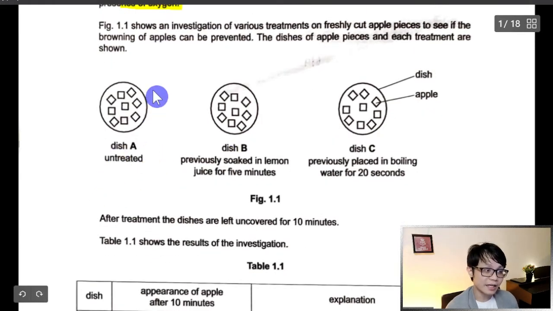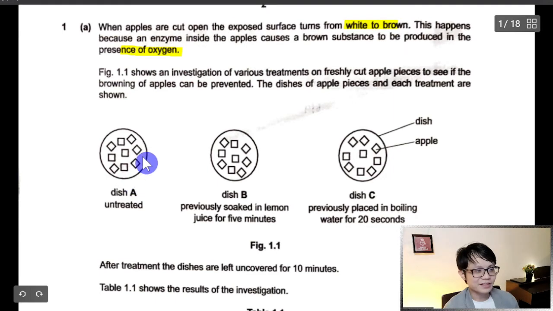So dish A is untreated, and this box actually represents... okay, so he cut the apple and put it in the dish. I thought this whole round thing is an apple. Probably you want to cut it into cubes so that the reaction is faster. You no need to wait half an hour. Maybe just 10, 15, 20 minutes, you can see the effect since there's a large surface area. Since you cut the apple into cubes, it will react with the oxygen in the air faster due to the large surface area.